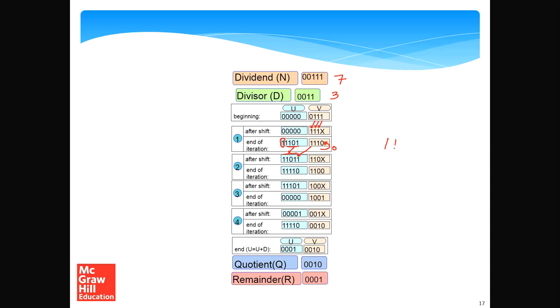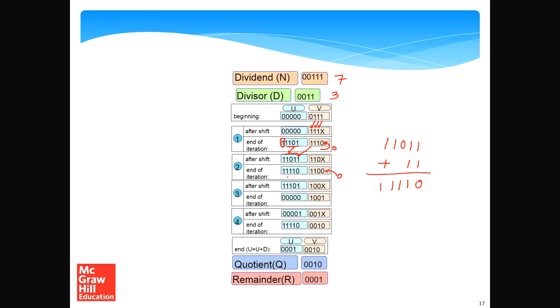So we add 1, 1, 0, 1, 1 plus 1, 1. So 1 plus 1 is 0. 1 plus 1 plus 1, so 1 is the carry. 1 plus 1 plus 1 is 1. 1 plus 0 is 1. 1, 1. So we have 1, 1, 1, 0. So again, this number is negative. So the quotient bit that we set is 0.